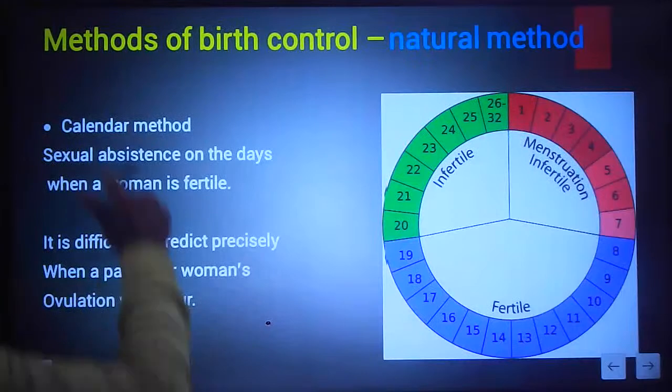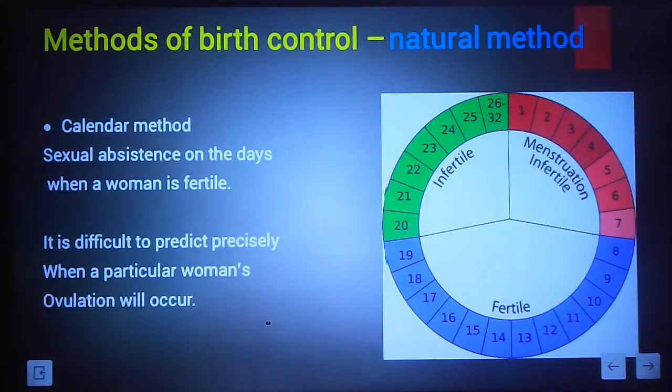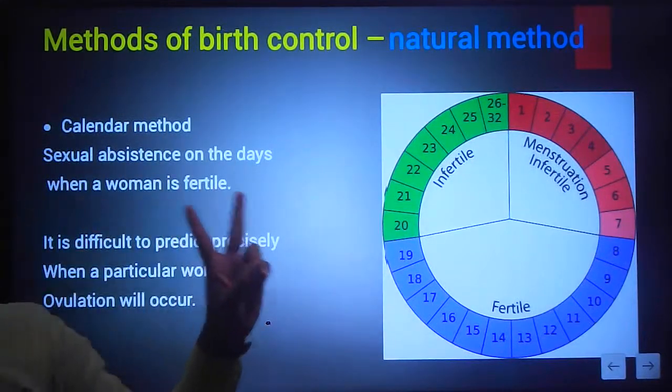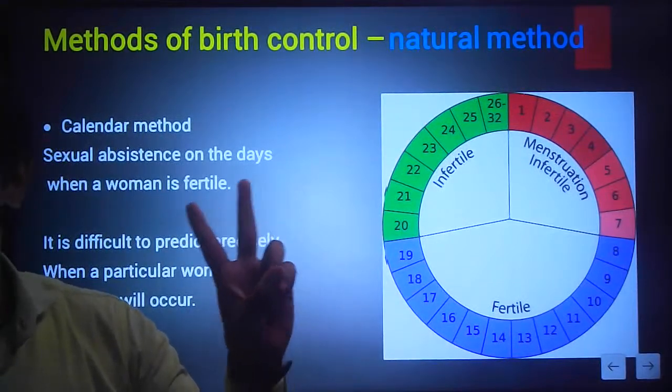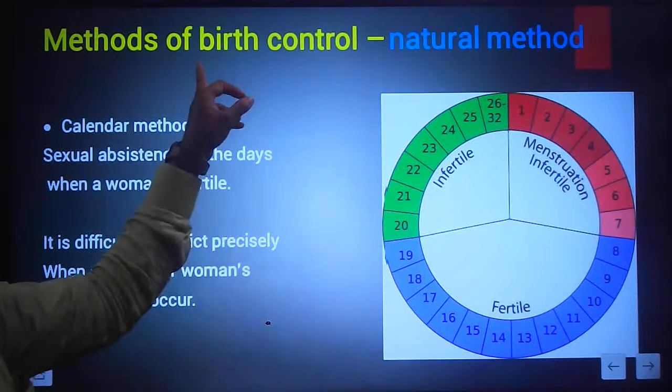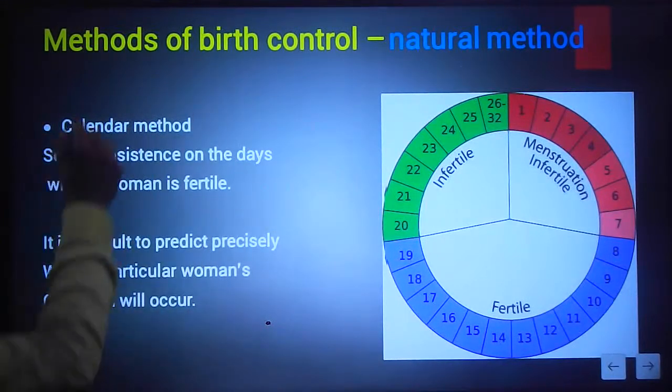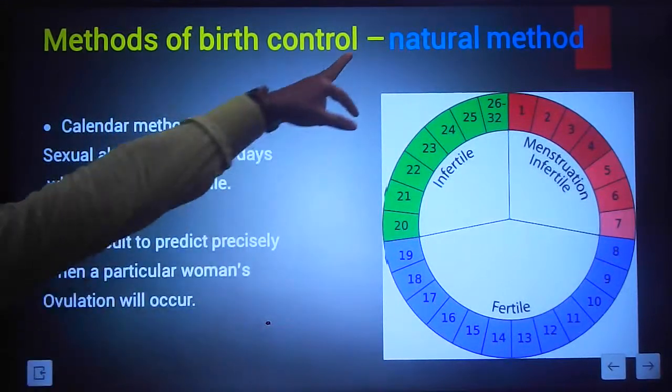Okay, fine. First, you see the methods of birth control. We have two types: natural methods and artificial methods. There are two types of methods that you can see as far as birth control is concerned. The first is what we call the natural method.